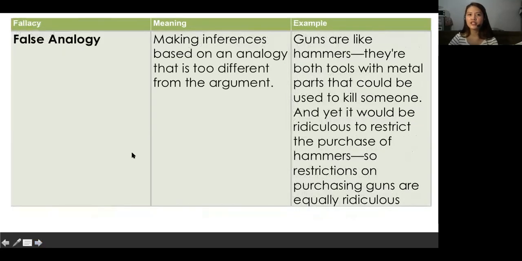Next is false analogy. Making inference based on analogy that is too different from argument. Guns are like hammers. They are both tools with metal part that could be used to kill someone, and yet it would be ridiculous to restrict the purchase of hammers. So restriction on purchasing guns are equally ridiculous. Grabe, no? False analogy. So, kinompare na yung gun sa hammer, which is magkaiba naman. 'Di ba? Sinasabi niya equally ridiculous. So, false analogy. I want you to write real life example na mali, sablay talaga yung analogy.